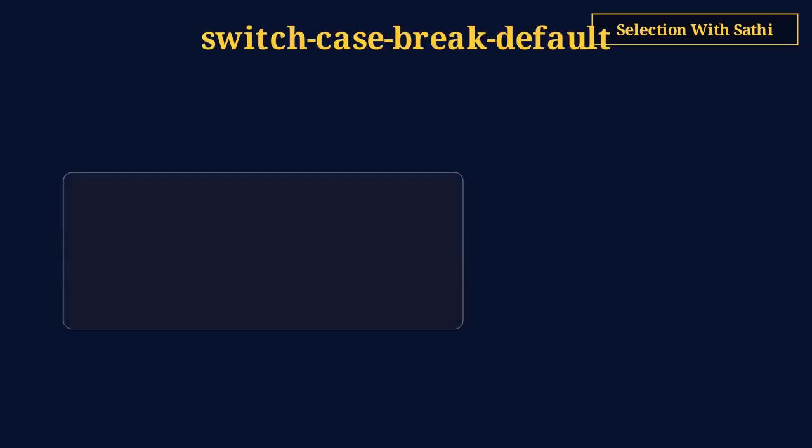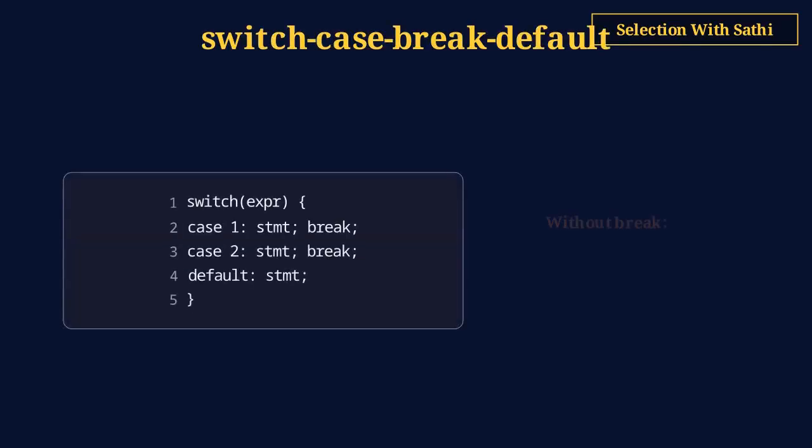Second concept: switch case. Switch takes an integer or character expression and matches it against constant case values. When a match is found, execution starts from that case. The break statement exits the switch. If you forget break, execution falls through to the next case, which is usually a bug. The default case handles any value that didn't match. It's optional but good practice to always include it.